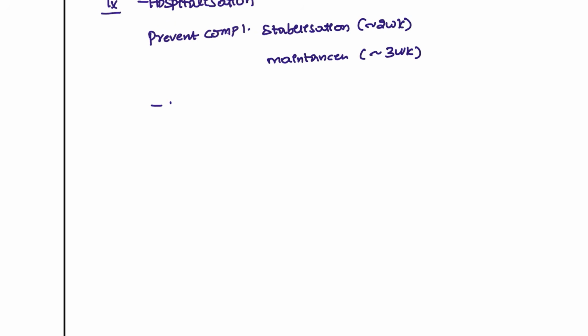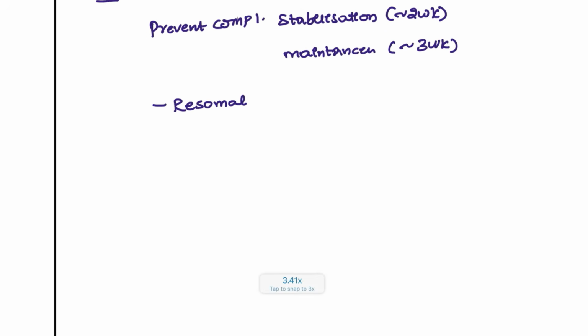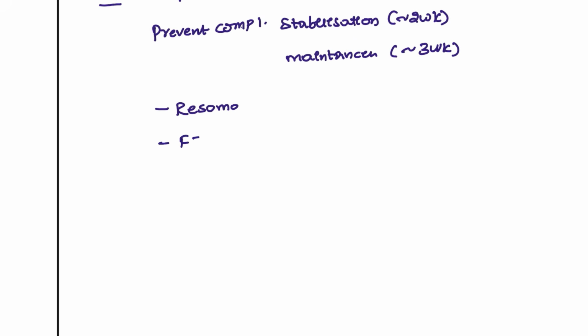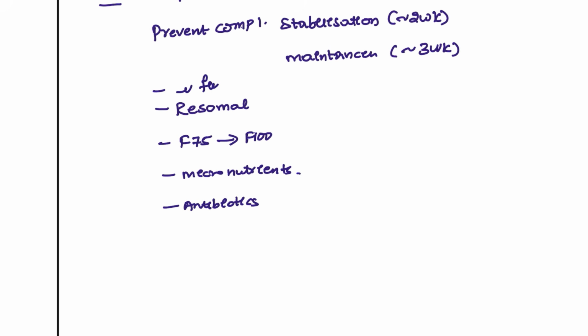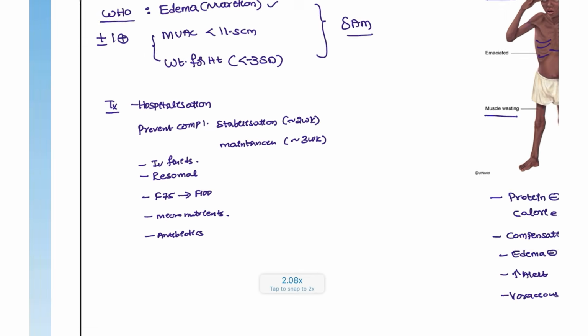And important points: we can give the patient Rasmol. F75 to F100 meals are given. All the micronutrients will be given for this patient. Antibiotic prophylaxis, and also IV fluids are given for this patient.